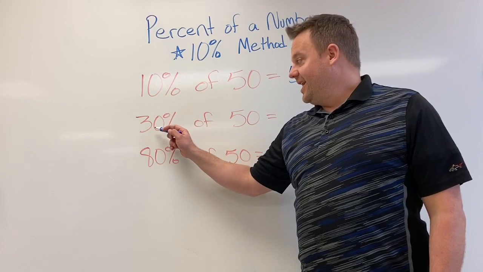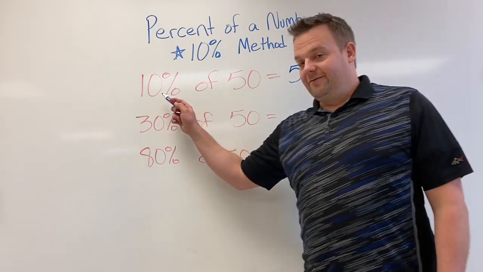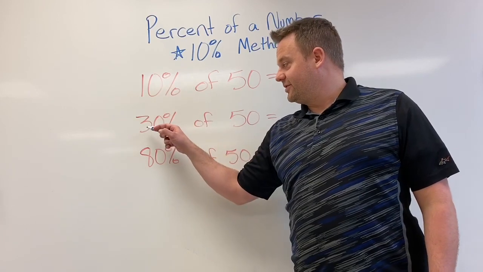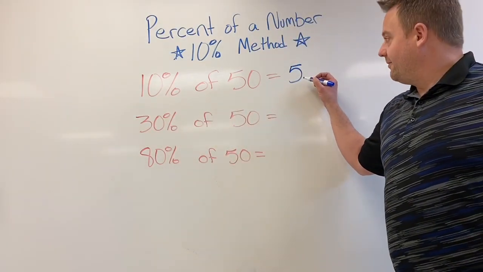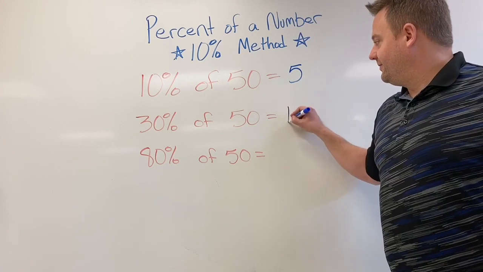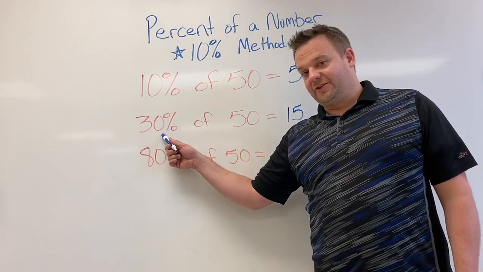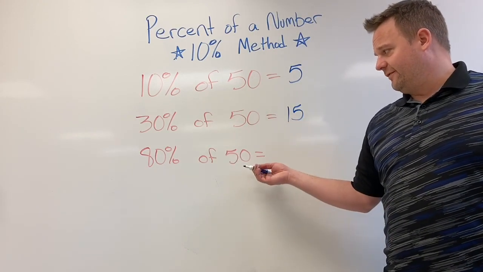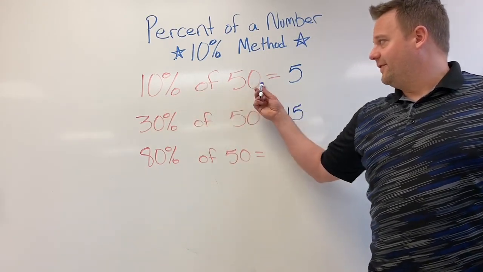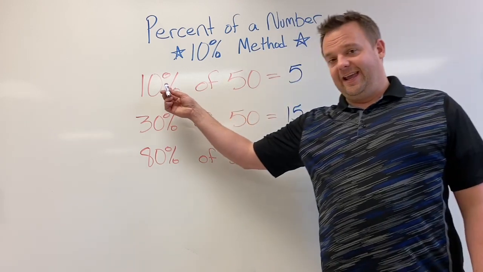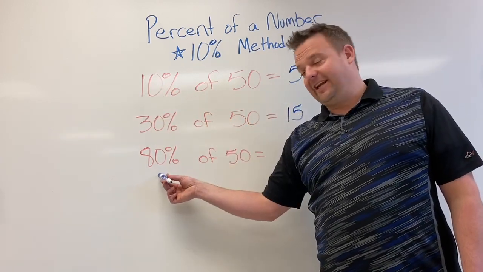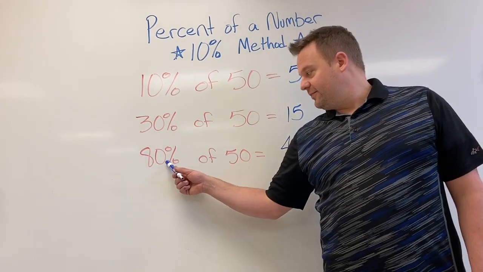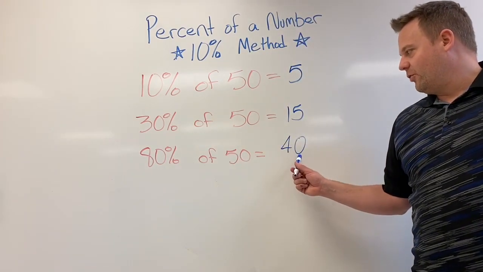Now, watch this. 30% of 50. Well, triple 10% and you get 30%. So 10% times 3 is 30%, and do the same with 5. 5 times 3 is 15. Therefore, 30% of 50 is 15. Well, if you have to find 80% of 50, first find 10% of 50. 10% of 50 is 5, and 10% times 8 is 80%, and 5 times 8 is 40. Therefore, 80% of 50 is 40.